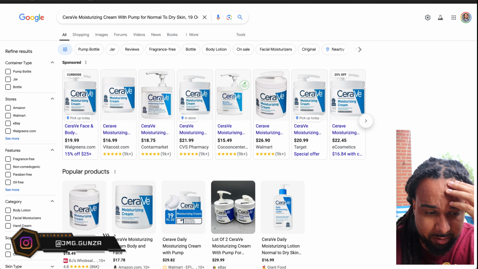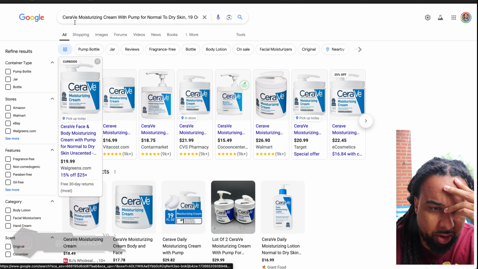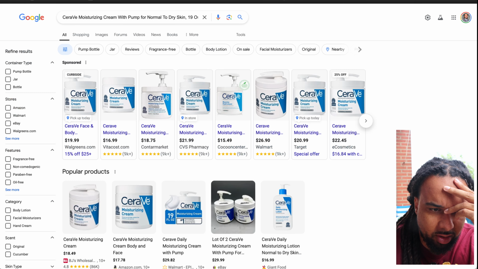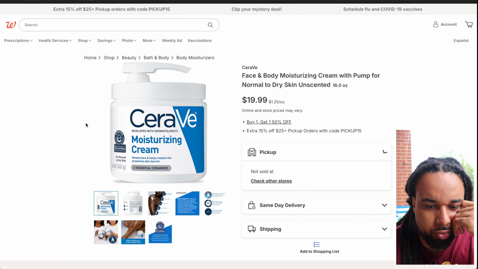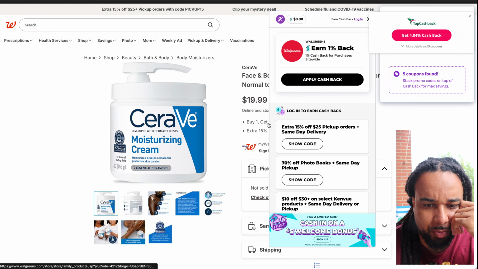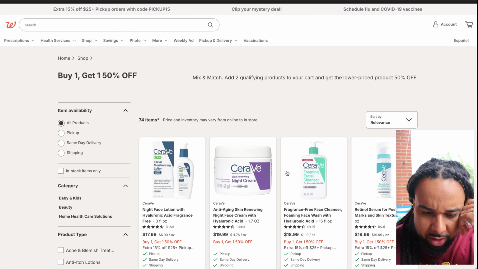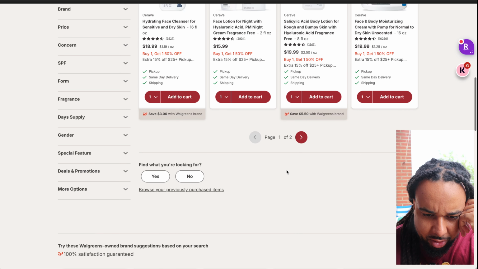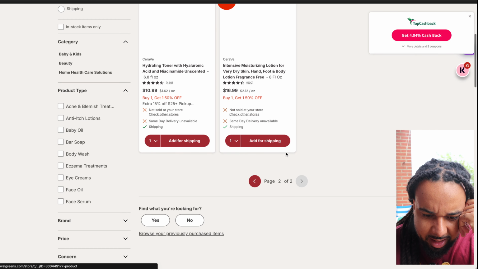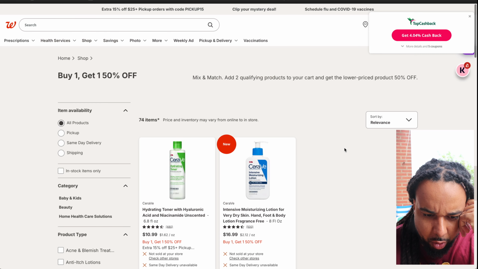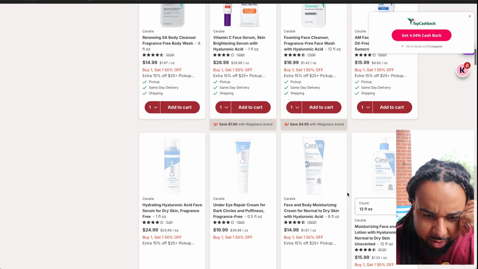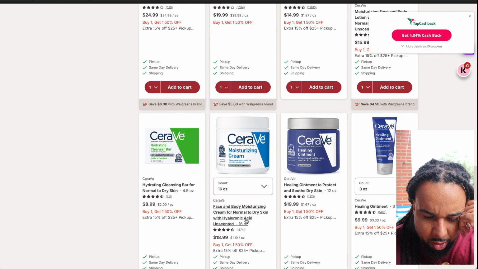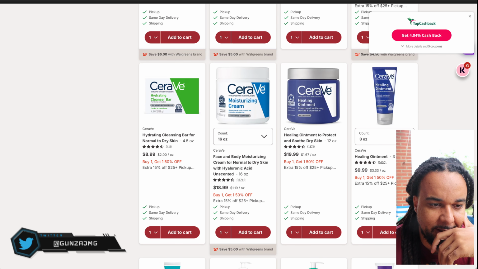But first of all, we need to see if we can find this product on Walgreens. This product, it's not the same one, right? It's not the same, but you know what? Let me just do this. It's buy one get one 50% off. All right, and we have an extra 15%. So if I go back, yeah, it's probably out of stock already. Oh, here we go. So we have it at 18.